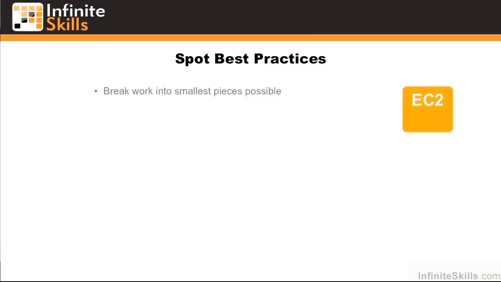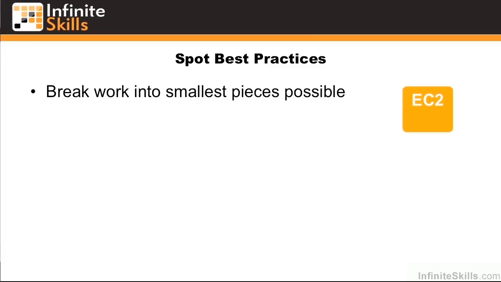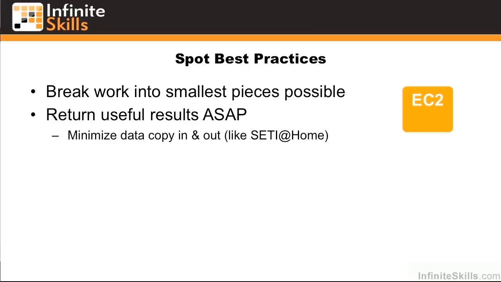Some of the best practices for Spot are to break your work into the smallest pieces possible, and return useful results as soon as possible. If you can break your work down into batches that can be accomplished in a few seconds rather than a few minutes, you increase your chances of your Spot instance being able to do something useful before its plug gets pulled. You also want to minimize the data copy in and out, like the SETI at Home project, which some of you may be familiar with. SETI at Home actually chunked up very, very small pieces of data and sent it to individual computers. Those individual computers would analyze the data and send back a result very quickly.